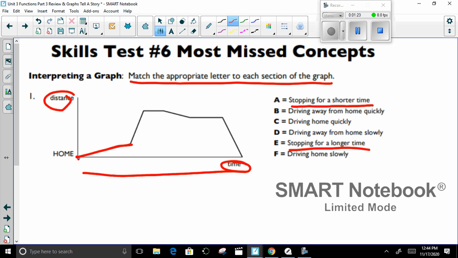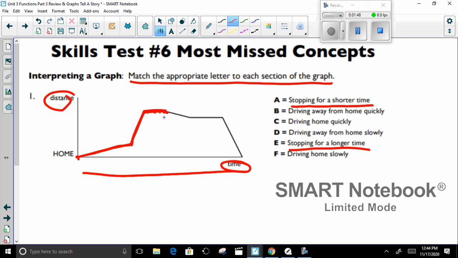And that seems to be a steady increase. And then it kind of picks up speed. It looks to me like they're driving faster right there. This part right here, over a certain amount of time, they're the same exact distance. So over time, they stayed the same. They didn't go any distance. That means they stopped.